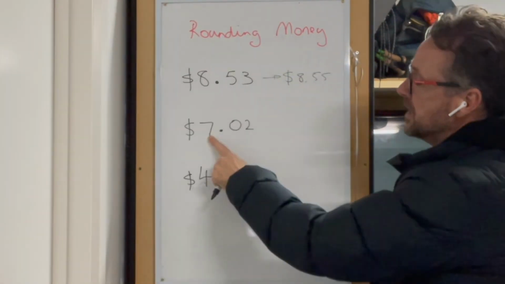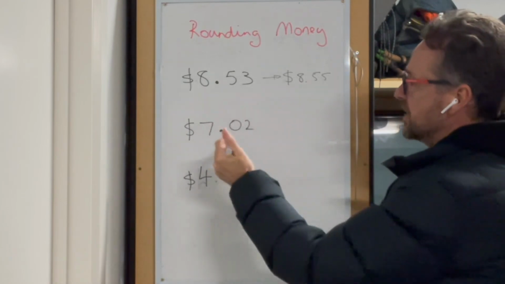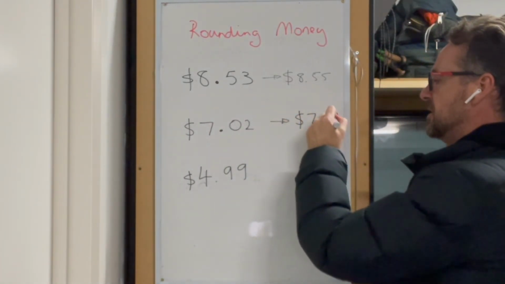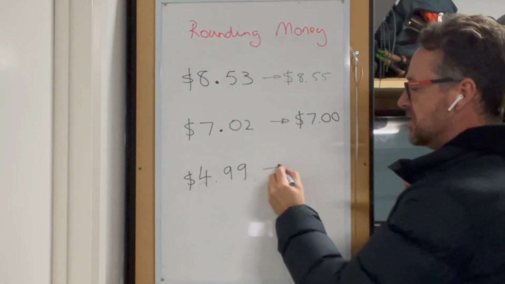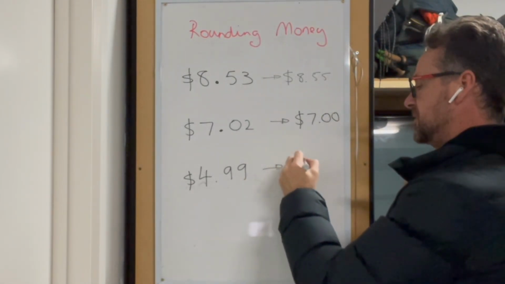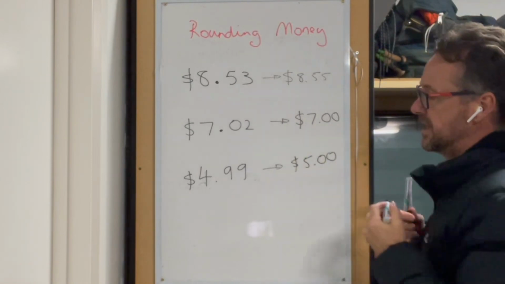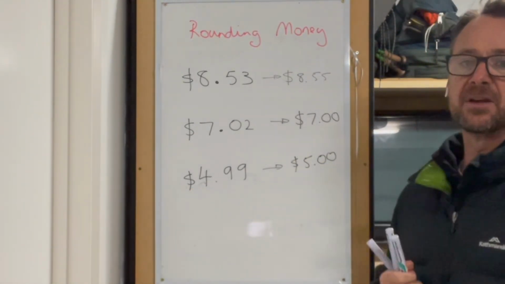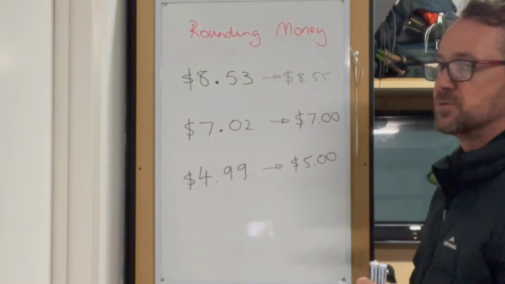$8.55. Here, $7.02 is going to get rounded down, so it's going to get rounded down to $7, like this, and $4.99 is going to get rounded up to $5, as such. So just keep in mind that when you see a dollar sign, the rounding is slightly different when we're dealing with decimals in money.